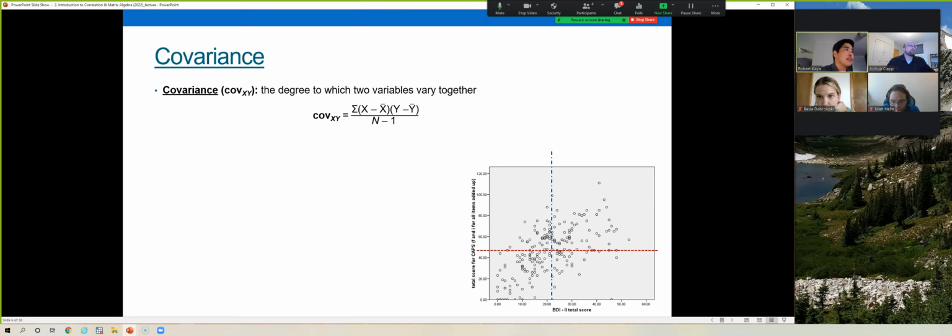An even larger positive value. An even larger positive value. Okay, so if I'm taking a large positive deviation, multiply it by a large positive deviation, I get a large positive score. What if I flip it around though?